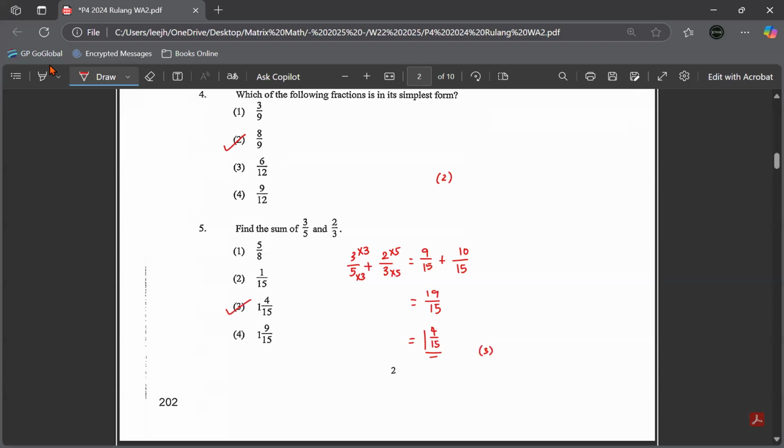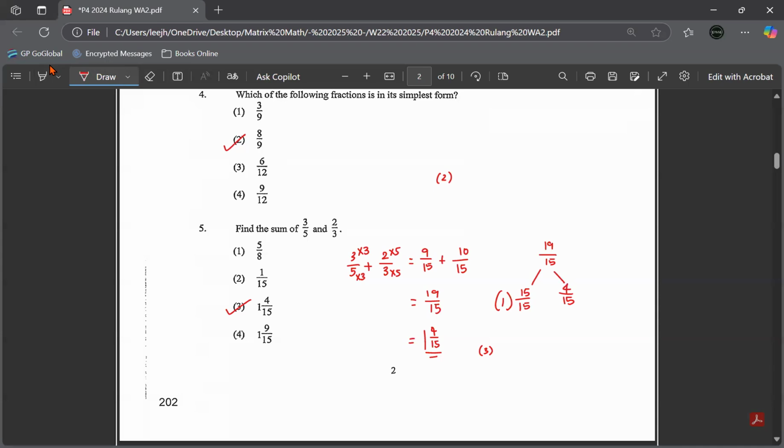If you don't know, why is it 1 whole 4 over 15? Okay, so you have this 19 over 15. So you have to take one whole out because it is more than one whole. And what is one whole? 15 over 15. So the remaining fraction of 4 over 15 will make up the other part of the fraction. So this one is actually one whole, so it's one whole, 4 over 15. That's how you get this.